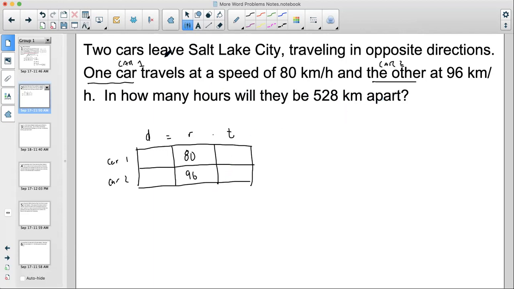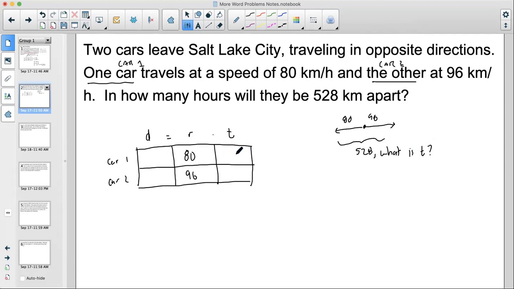This time I can look and be like, well, since they left traveling in opposite directions, if they don't tell me that it's a different time, you have to assume that they left at the same time. So however long the first car travels for, the second car travels for the same time, and we want to know at what point they are 528 kilometers apart. It kind of looks like this, the picture. We've got an 80 and a 96, going opposite directions. And the question is, when this is 528, what is t?